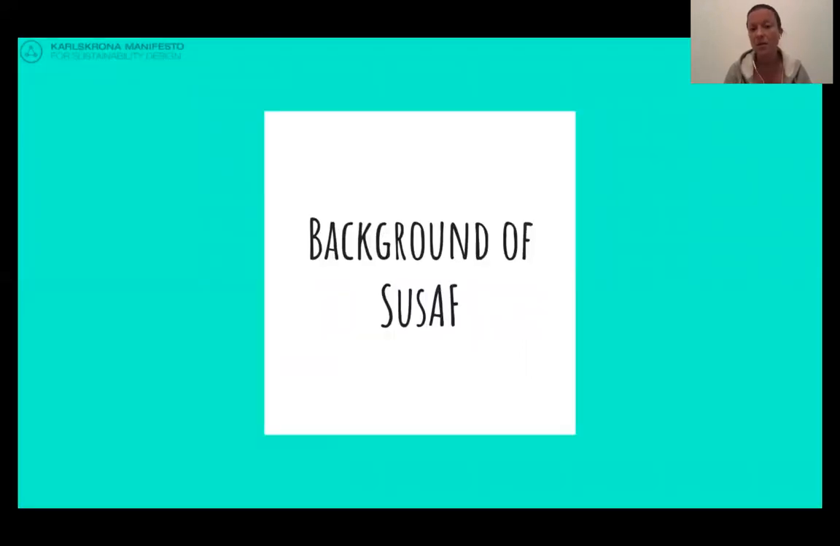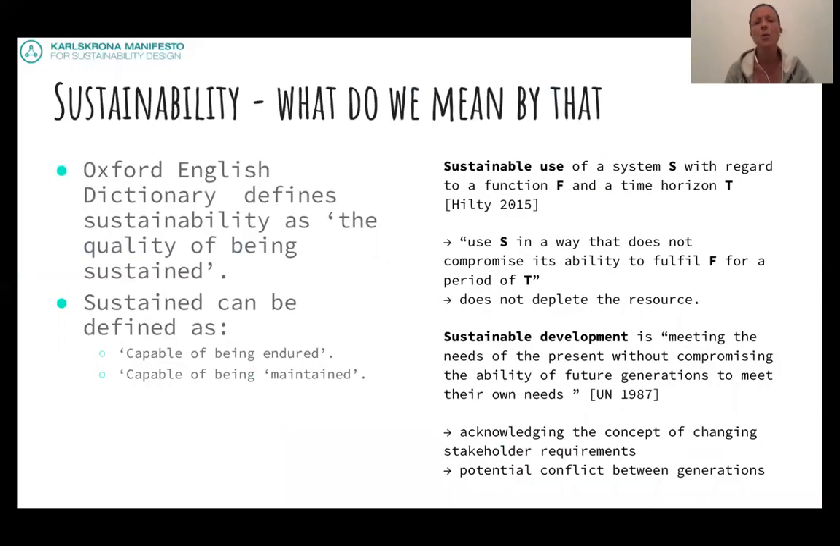And with that, we get to the background of the Sustainability Awareness Framework. What do we mean by sustainability? Let's start with that. So the Oxford English Dictionary defines sustainability as the quality of being sustained. Sustained can be defined as capable of being endured and capable of being maintained.